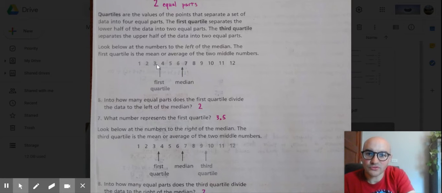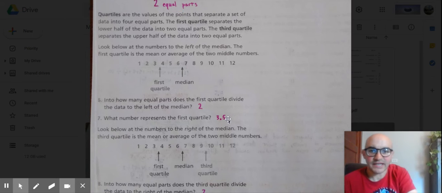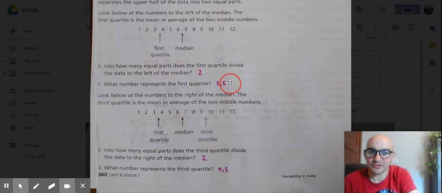So there are 1, 2, 3, 4, 5, 6 values. So we have to find the middle value here, and that's right in between 3 and 4, or 3.5. The way I calculated that, in case you didn't know that 3.5 is exactly halfway between 3 and 4, if you add 3 and 4, you get 7. If you divide 7 by 2, you get 3.5. So in case you didn't know how to do that, that's the method to find that out with absolute accuracy.